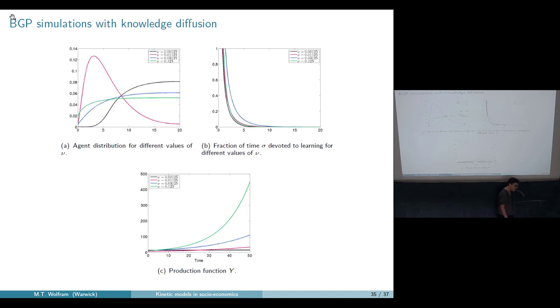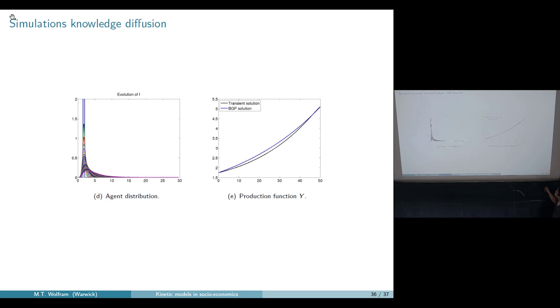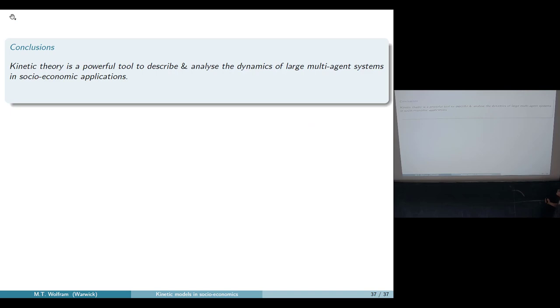Just to wrap up, this is another example, but in the interest of time, I would say it's a powerful tool, you can do a lot with it, and so have fun. And those are the references.